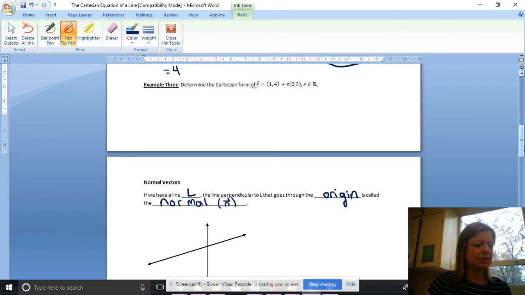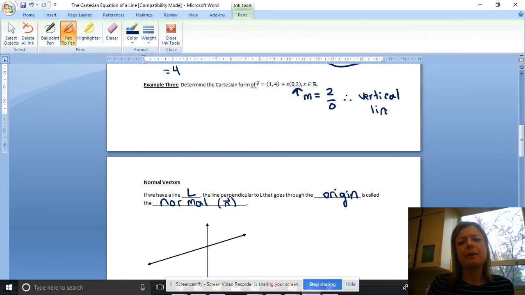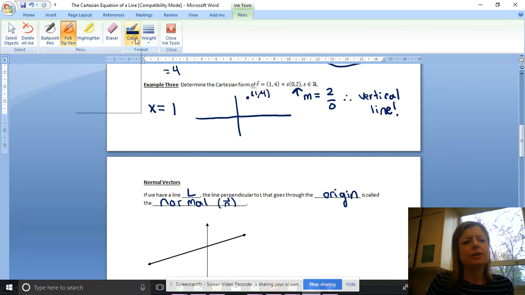Now what about the Cartesian equation? Notice here that this is a vertical line. If we try to find the slope, we would get 2 divided by 0, so it's a vertical line. Vertical lines are just of the form x equals a number. In this case, x would have to be equal to 1, since the point is (1, 4). To visualize this, you can draw it. You know that the point (1, 4) is on the line, and you know that the direction vector is (0, 2). So it's parallel to this line, it goes to this point, so this must be the line.